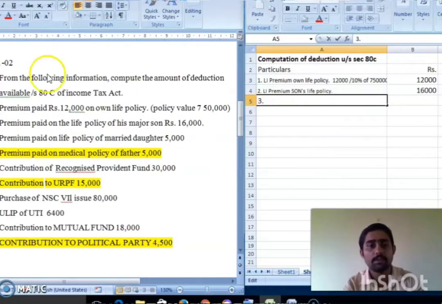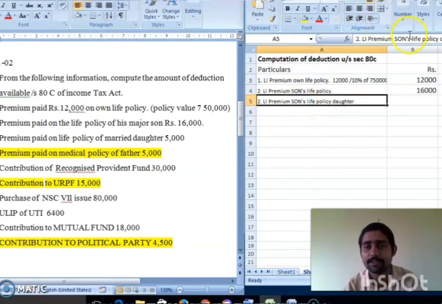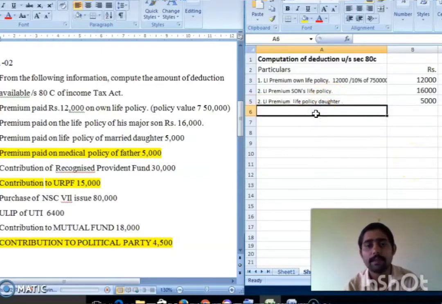Premium paid on the life policy of daughter. Just now I told, yes, son's life policy is over, but I have to consider here daughter's life policy. Daughter's life policy and son's life policy, there is no difference, both are children's. So I can consider the given amount, rupees 5,000. That is the amount. Then I have to see the next item.